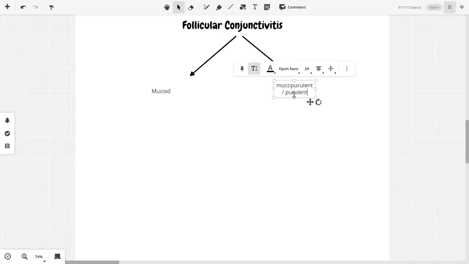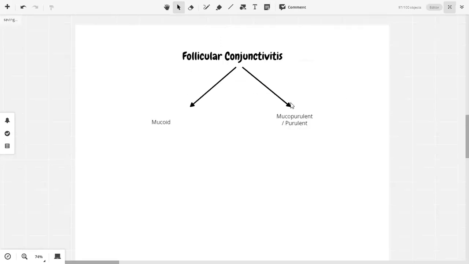Keep noting this down as we go along. What does this tell us? Based on the type of discharge, we can classify our follicular conjunctivitis. Because follicular conjunctivitis, as we've discussed, is an infective conjunctivitis.